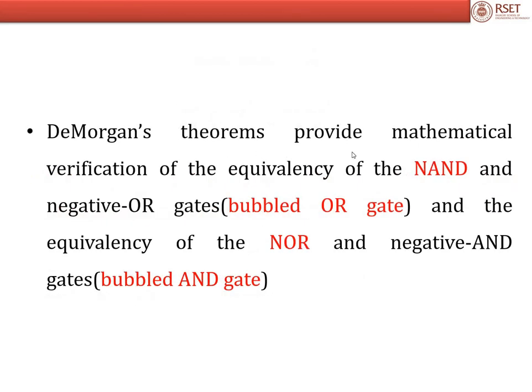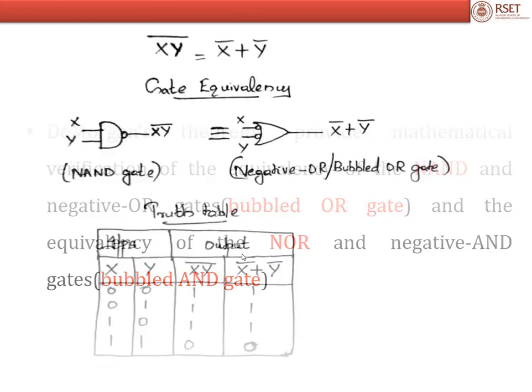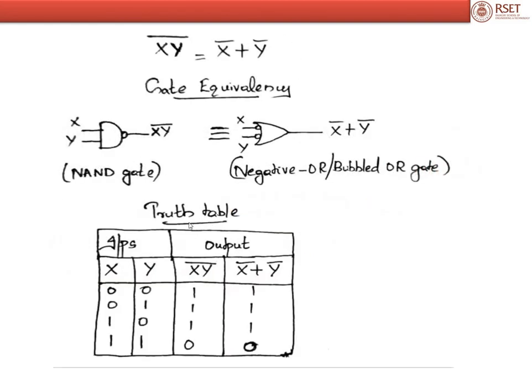Again, De Morgan's theorem provides mathematical verification of the equivalency of NAND and bubbled OR gate, and the equivalency of NOR and bubbled AND gate. So using De Morgan's theorem, you can prove that the NAND gate's operation is equivalent to a bubbled OR gate, and the NOR gate's operation is equivalent to a bubbled AND gate. It can be seen through a truth table.